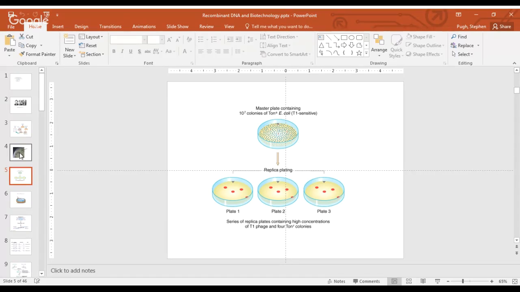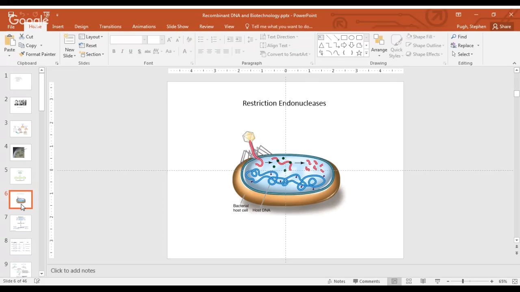What kind of mutations did they undergo to be able to change from being T1 sensitive to T1 resistant? And what they discovered was these cells all produced a group of enzymes, proteins, that are referred to as restriction endonucleases. That term comes from the fact that any bacterial cell that can produce these enzymes can restrict the life cycle of the phage, essentially prevent the phage from successfully destroying the host bacterial cell.